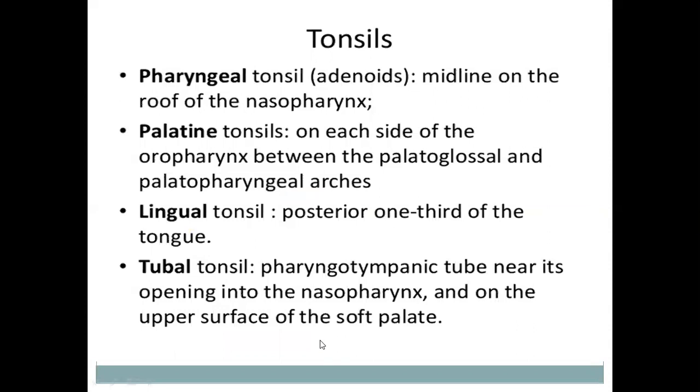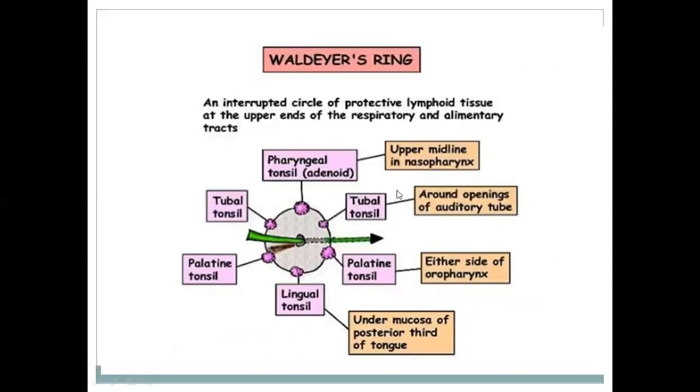So we have different tonsils. We have discussed many times, but pharyngeal tonsils are called adenoids. I have already discussed, midline on the roof of the nasopharynx, palatine tonsils on each side of the oropharynx between the palatoglossal and palatopharyngeal arches, and the lingual tonsils on the posterior one-third of the tongue, and the tubal tonsil near the opening of the pharyngotympanic tube in the nasopharynx and on the upper surface of the soft palate. So this is the Waldeyer's ring.